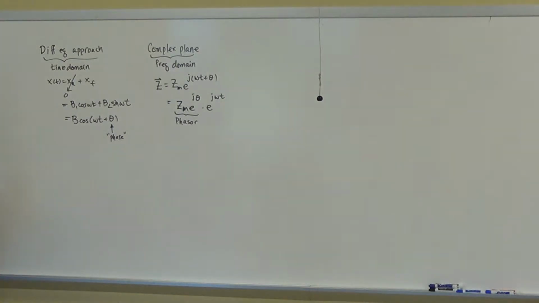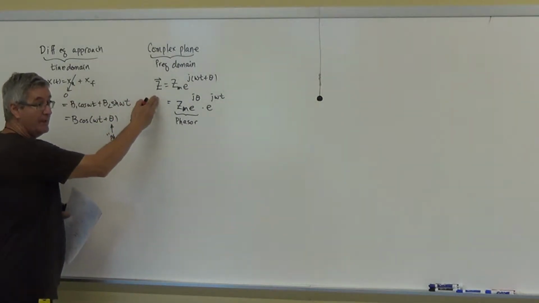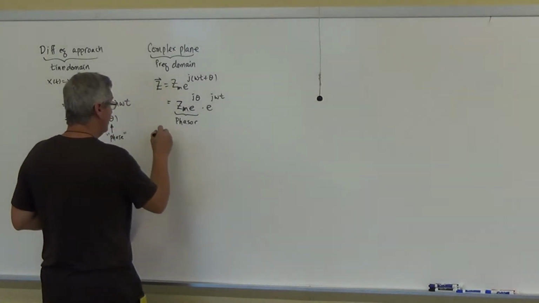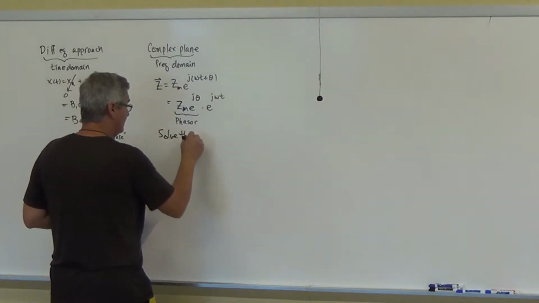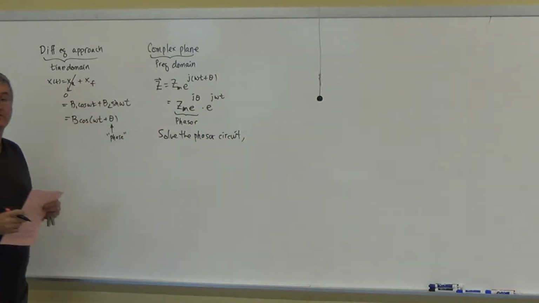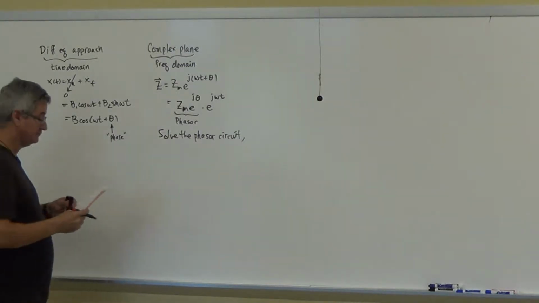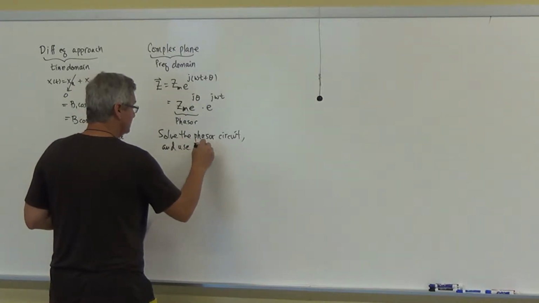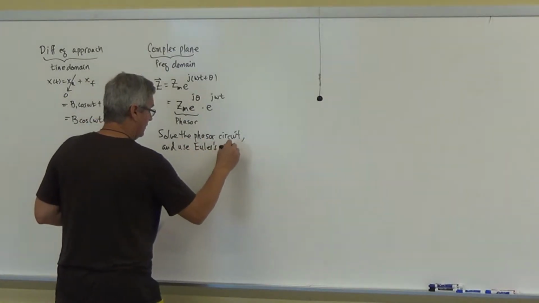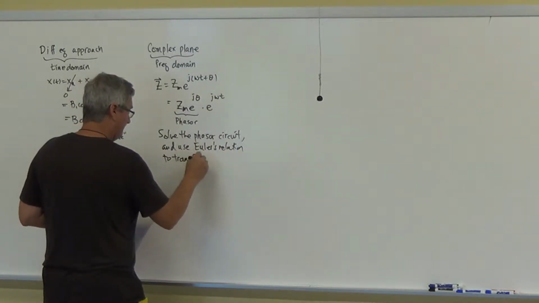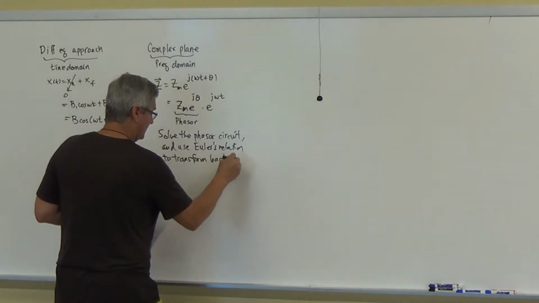But how do I go from this form into that form? What we do then is a transformation going backwards. So now we solve the phasor circuit, and use Euler's relation to transform back into the time domain.